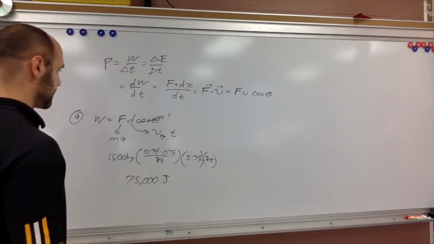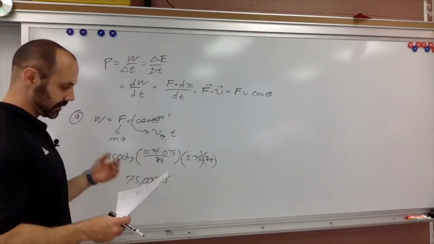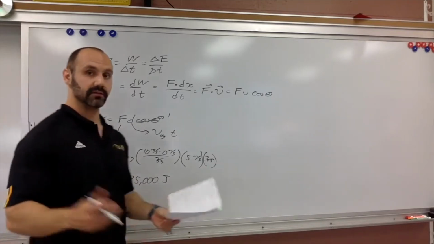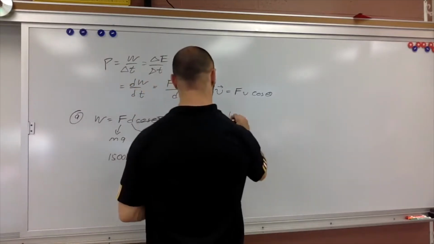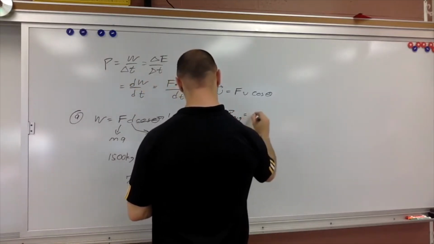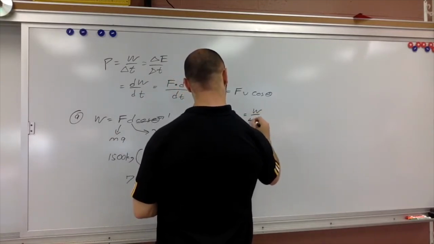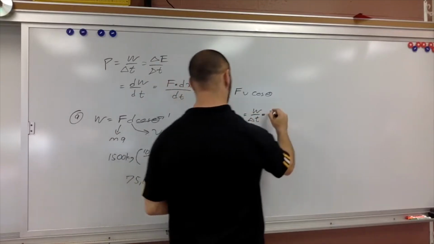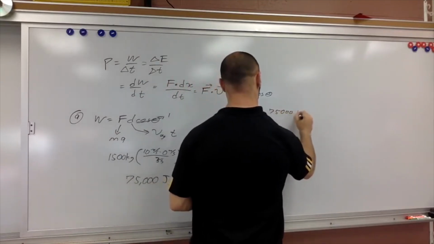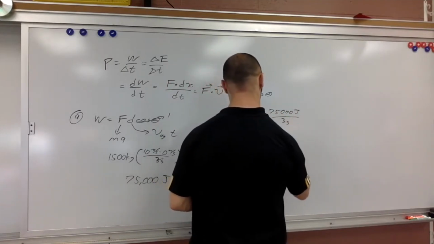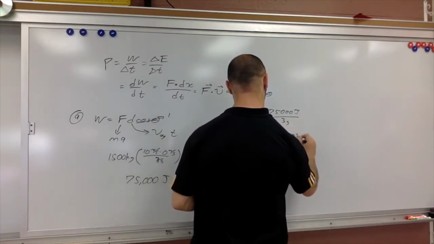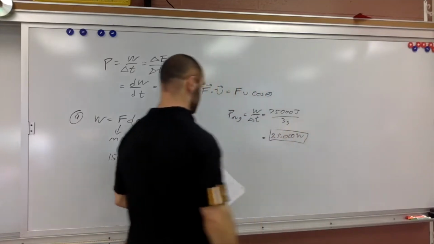Okay. So then part B, now we want to know the average power. It's average power, so we're not doing this in terms of calculus. But P average is work divided by the change in time. So the work was 75,000 joules, and the time is 3 seconds. So that's going to come out to 25,000 watts of power.